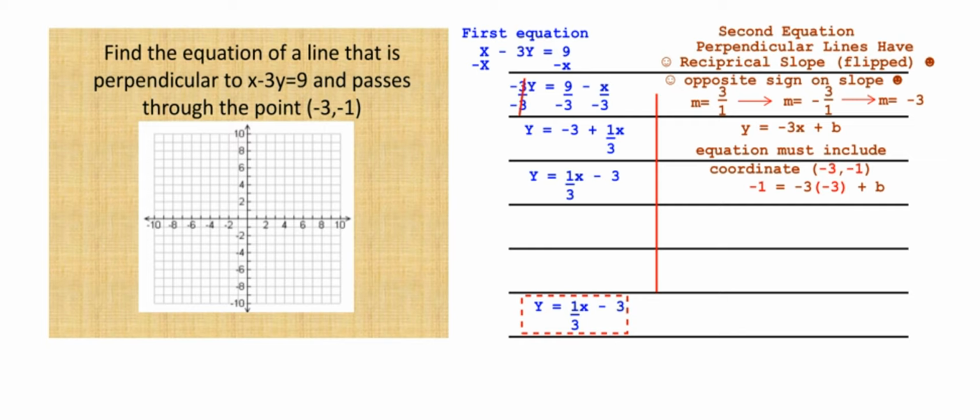So -3 times -3, well, negative times negative gives us a positive. 3 times 3 gives us 9. So we have -1 equals 9 plus b. And now let's get rid of the 9 to solve for the b. It's a positive 9, so we've got to subtract it from both sides of the equal sign.